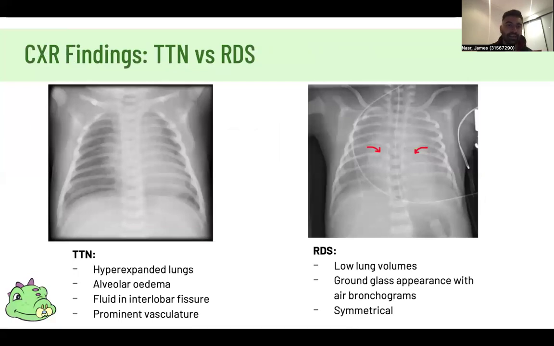So these are the chest X-ray findings. These are the best 2 images that I could find, although they do look a bit similar to each other. So in TTN, it's very non-specific chest X-ray findings, so hyperexpanded lungs, alveolar edema, and just fluid essentially. And you probably wouldn't be able to see prominent vasculature in this X-ray. Whereas RDS, you have lower lung volumes, so that does differ, and then a ground glass appearance with air bronchograms. And I've tried to put an arrow to the air bronchograms if you can see them there, but that would be more indicative of RDS. And normally this is pretty much symmetrical, so both sides of the lung should be quite similar.